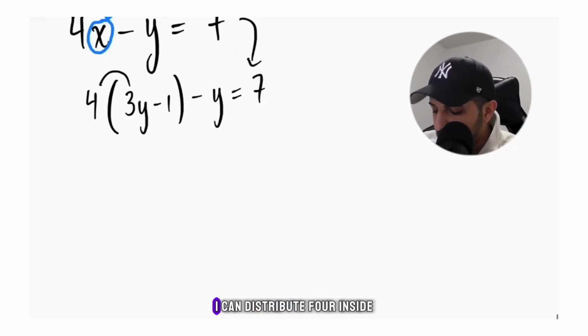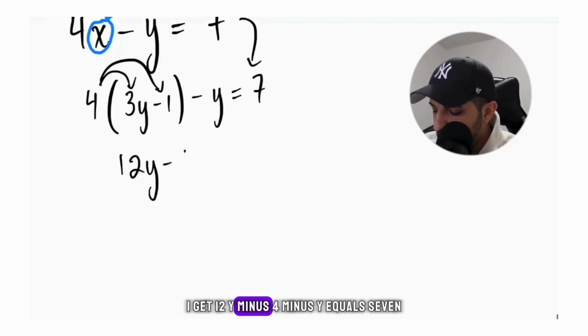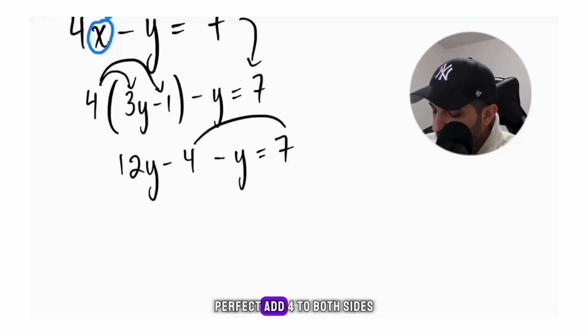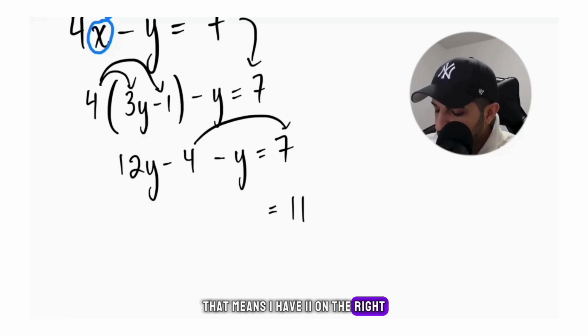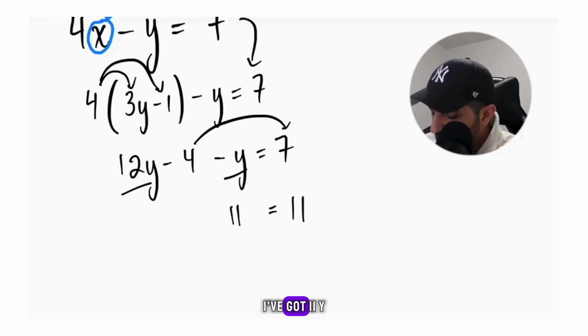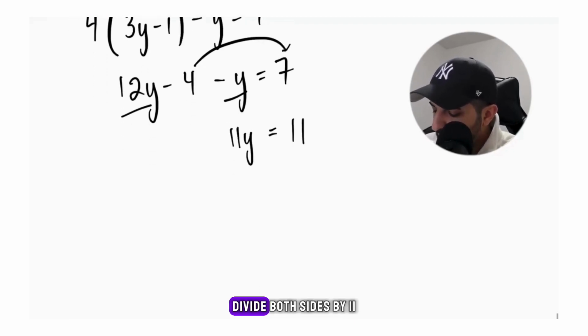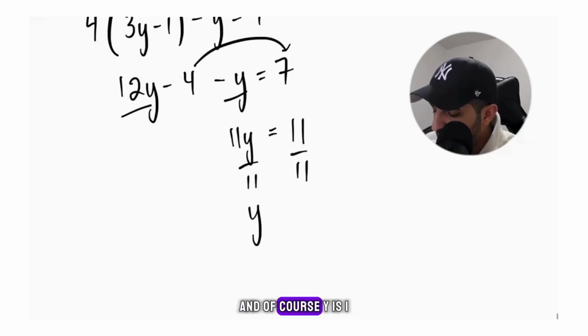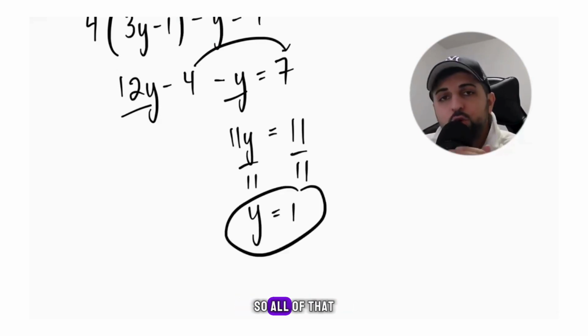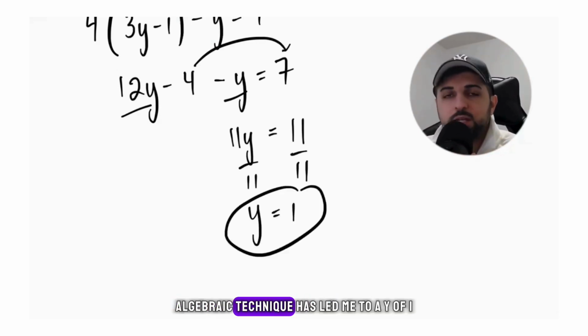Right? This equation, I can distribute 4 inside. I get 12y minus 4 minus y equals 7. Perfect. Add 4 to both sides. That means I have 11 on the right, and on the left, I've got 11y. Divide both sides by 11, and of course, y is 1. So all of that algebraic technique has led me to a y of 1.